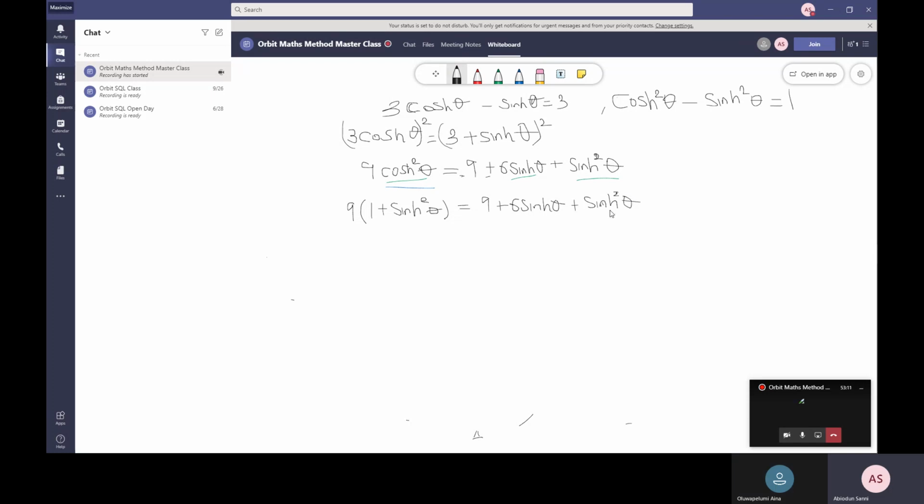Plus sin squared theta. Now I can take everything to the other side. So I will have 9 sin squared theta. Then by the time I take sin squared theta to the other side, I have 9 sin squared theta minus sin squared theta. So I have 8 sin squared theta.